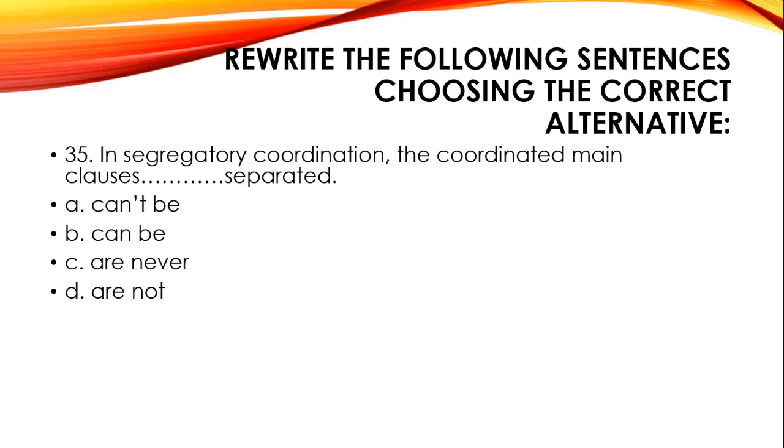In segregatory coordination, the coordinated main clauses ___ separated. Option A, can't be. Option B, can be. Option C, are never. Option D, are not. And the correct answer is option B, can be. So in segregatory coordination, the coordinated main clauses can be separated.